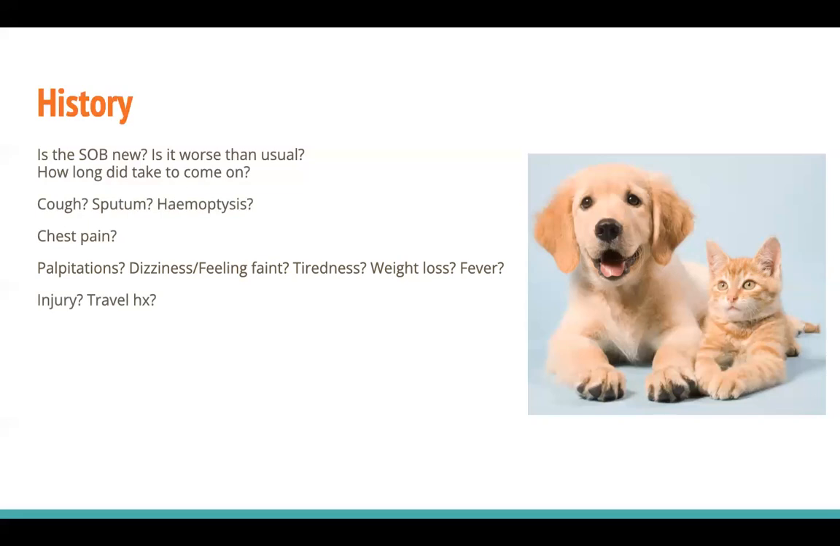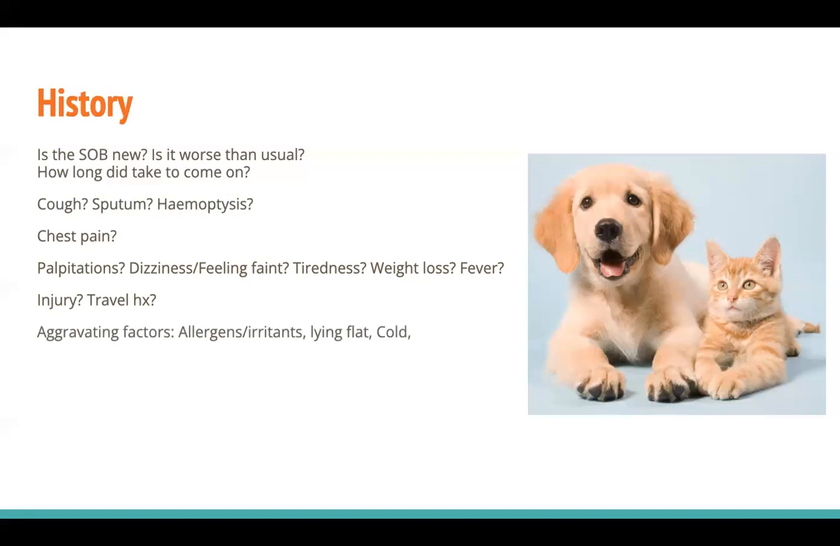Has the patient had any injury? One of the things you're worried about is pneumothorax. And then have they travelled anywhere recently? Aside from COVID, there may be different viral infections that you'll be concerned about, or bacterial infections for that matter, MERS, SARS, TB, depending on where they've travelled.